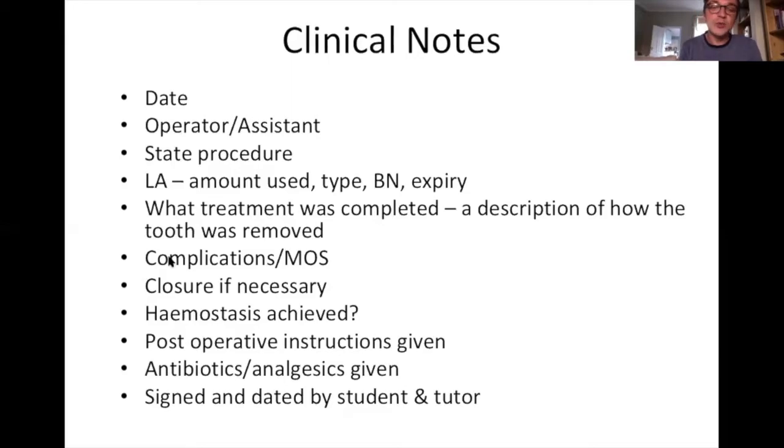I don't think a batch number is necessary anymore for local anesthetic, but the expiry date definitely has to be highlighted, and all those things: how the procedure went, if there were any complications, what the closure was, if you prescribed antibiotics or not, and then signed and dated.